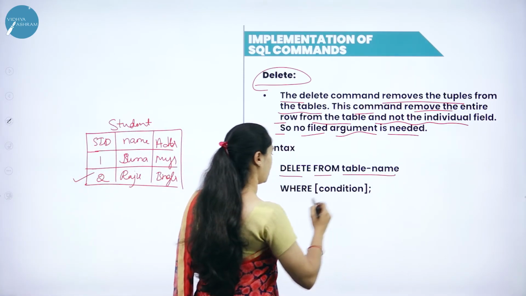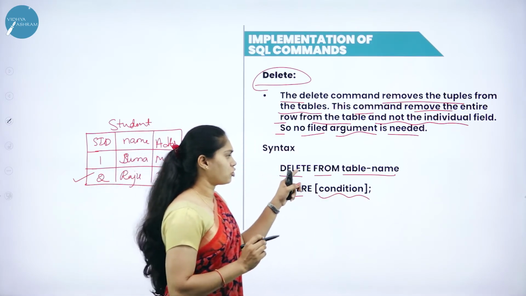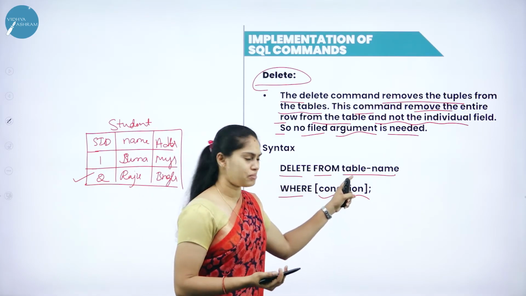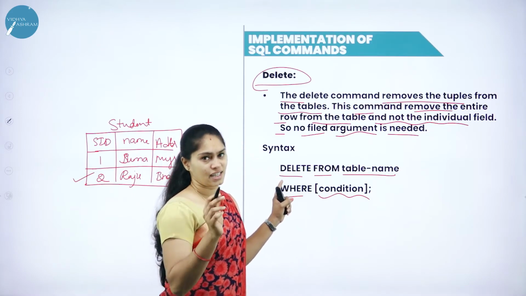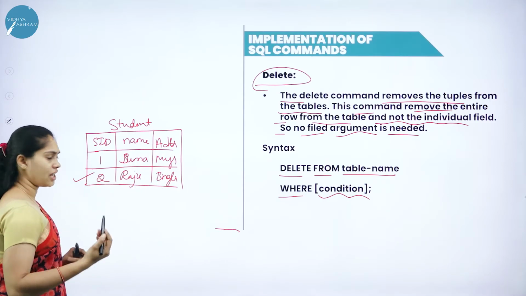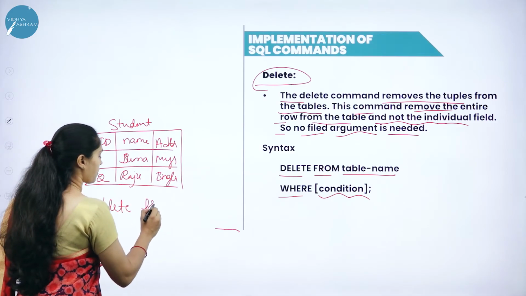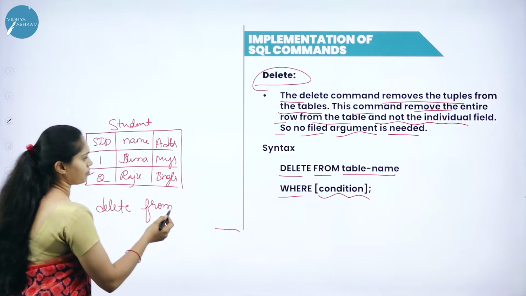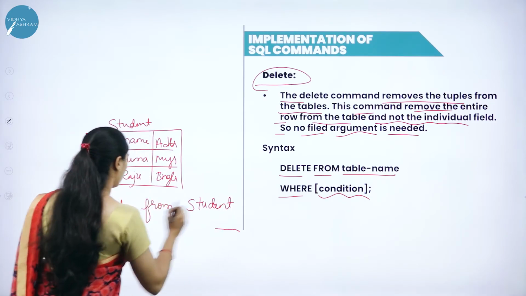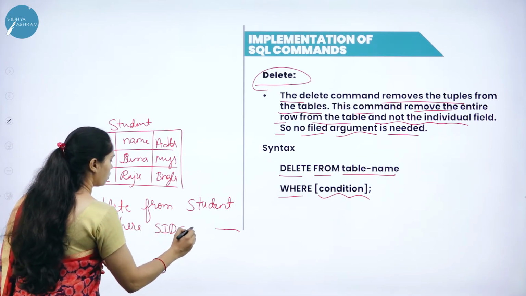Delete from table name where condition, at last semicolon. That means I have to delete an entire row from a particular table. So we have to specify a table name and I have to specify the condition. I told you that I wanted to delete this entire row. How can I do that? We'll see now. Delete from which table? From which table I wanted to delete? I wanted to delete the content of student table where SID is equal to 2.